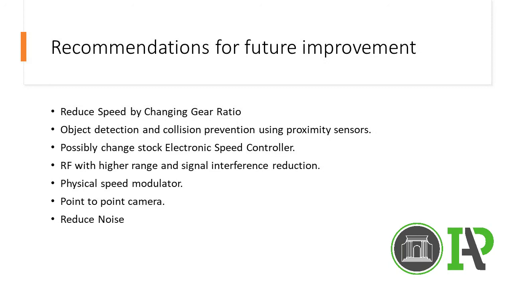After testing the prototype, there are some recommendations that we suggest for future improvement. One of them is to change the gear ratio to add torque, put a sensor in the car to avoid collisions, change the ESC controller for better control, change the RF module for a higher range of signal, put a physical speed modulator, add a point-to-point camera instead of a Wi-Fi camera for better connection, and reduce noise signal.